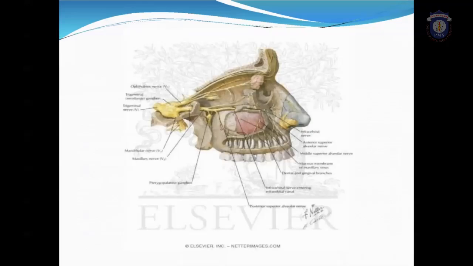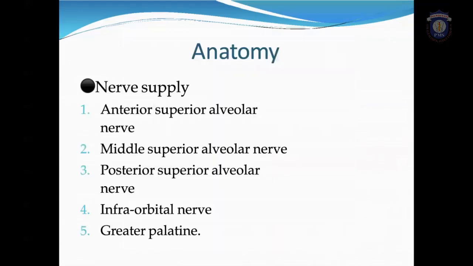In this picture, you can see the branches of trigeminal nerve which supply the maxillary sinus. That is the posterior superior alveolar nerve, middle superior alveolar nerve, anterior superior alveolar nerve, infraorbital nerve, and the greater palatine nerve.